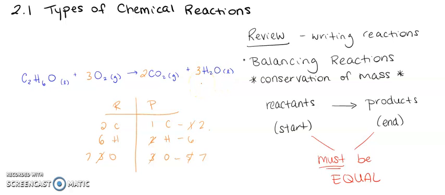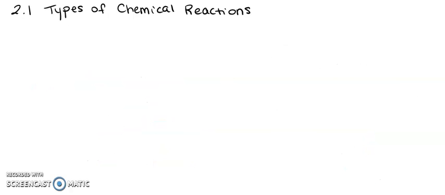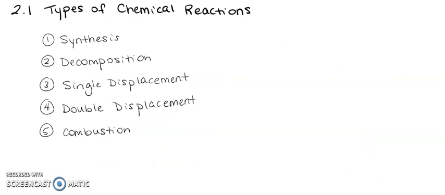So you're going to get a lot of practice with this, but just know that a proper equation is well balanced, and it has the states indicated in brackets for each of the elements or compounds. And now we're ready to talk about types of chemical reactions. There are 5 main types of reactions we're going to talk about in this video. We're going to talk about synthesis, decomposition, single displacement, double displacement, and combustion.